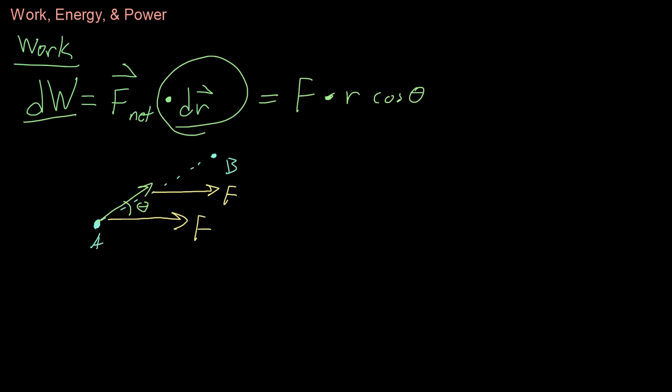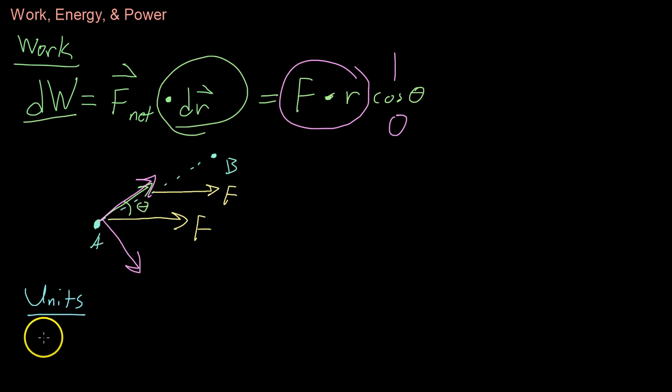So you can see that if the force is perpendicular to the direction of travel, then cosine is 0 and no work is done. Likewise, if you have a force absolutely parallel to the direction of travel, cosine becomes 1 and you're simply multiplying the force times the distance traveled.